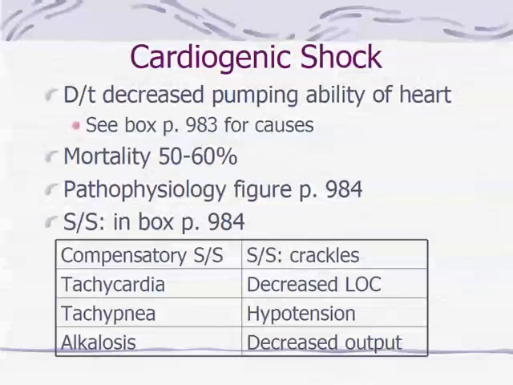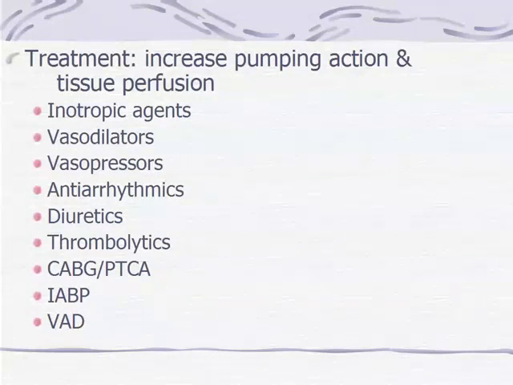But these are some of your compensatory symptoms: tachycardia, tachypnea, and alkalosis. You'll have crackles, a decrease in your level of consciousness, hypotension, and a decrease in cardiac output. Treatment for this is to increase the pumping action and the tissue perfusion by giving inotropic agents, vasodilators, vasopressors, antiarrhythmics, diuretics, intra-aortic balloon pump, bypass surgery or PTCA may be done, and a ventricular assist device. You'll find nursing diagnoses on page 985.